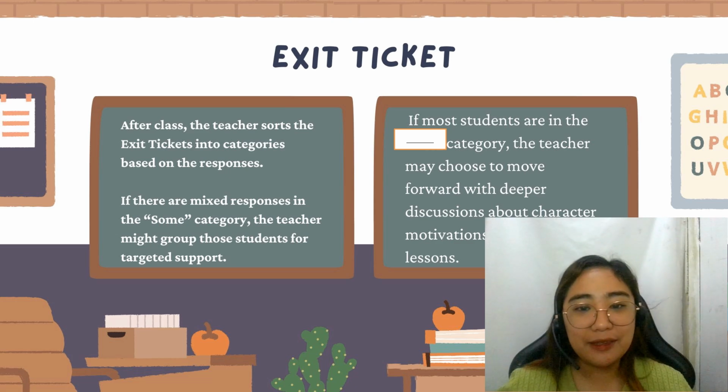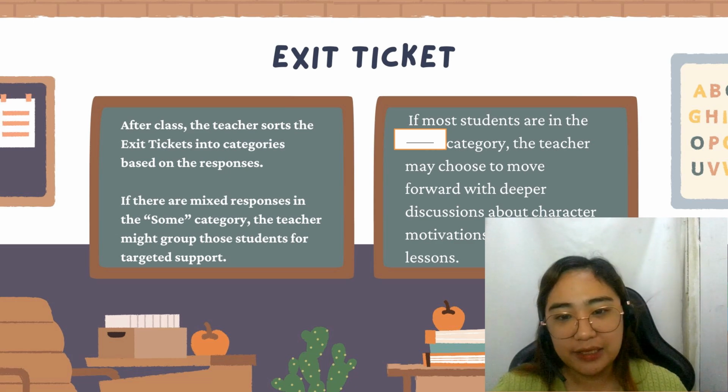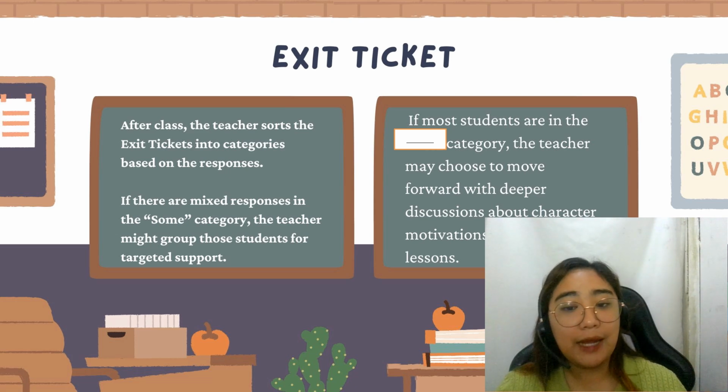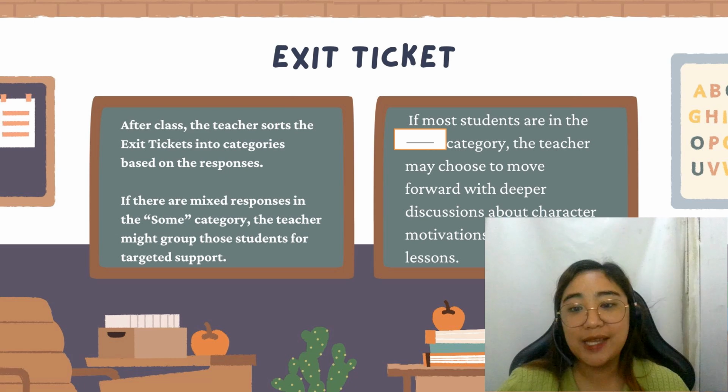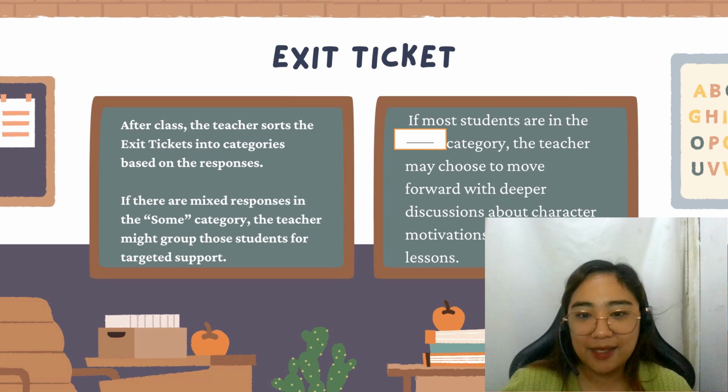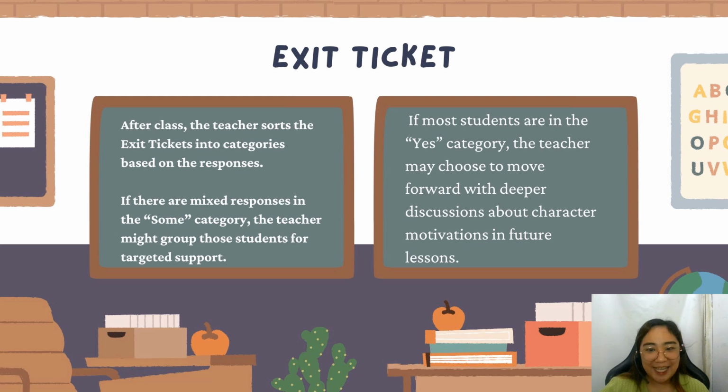And let's not forget the fifth exit ticket. If most students are in the blank category, the teacher may choose to move forward with deeper discussions about character motivations in future lessons. And yes, the answer is in the yes category. Well, great job. I'm hoping that you've got all the answers correctly.